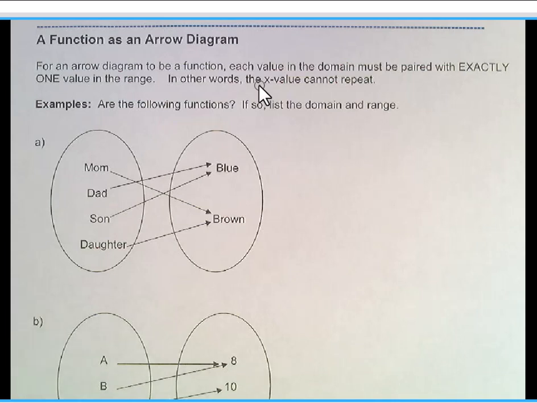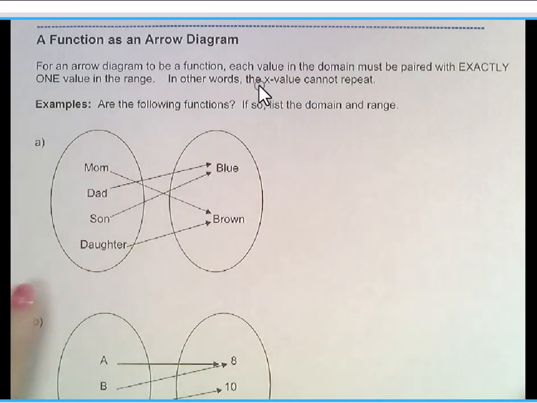Functions can also be represented as an arrow diagram. This is a great way to introduce functions, where you don't have any scary looking equations or anything on the paper. You're just grouping set A and how it relates to set B.